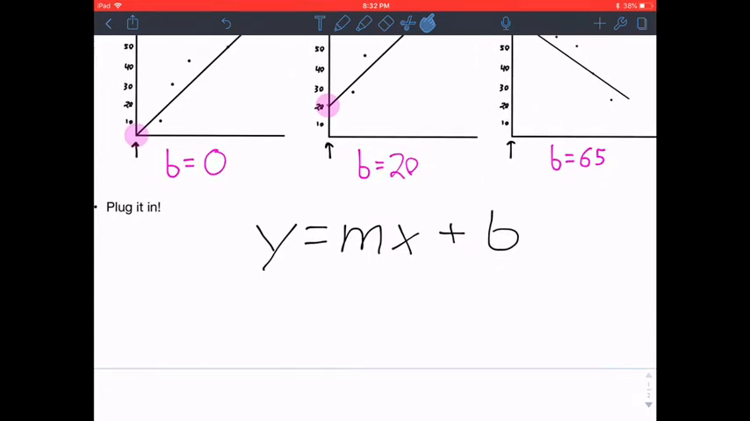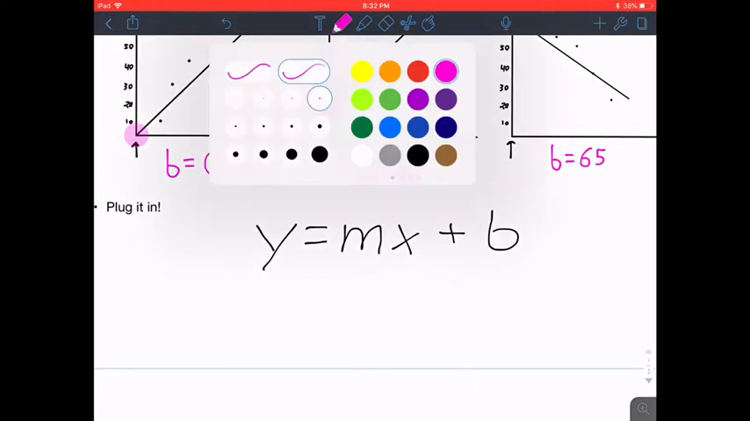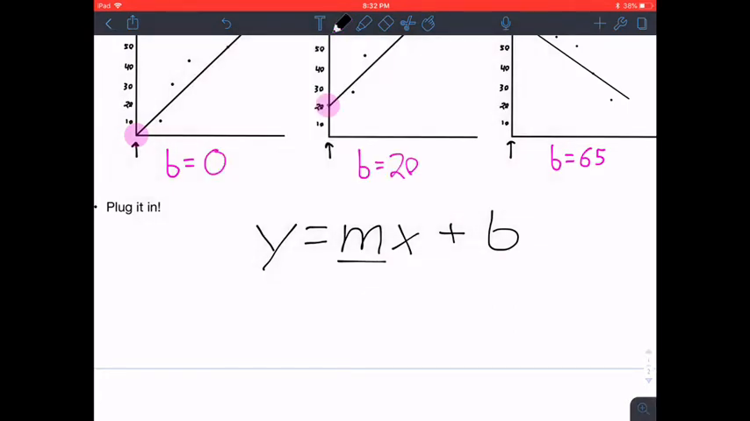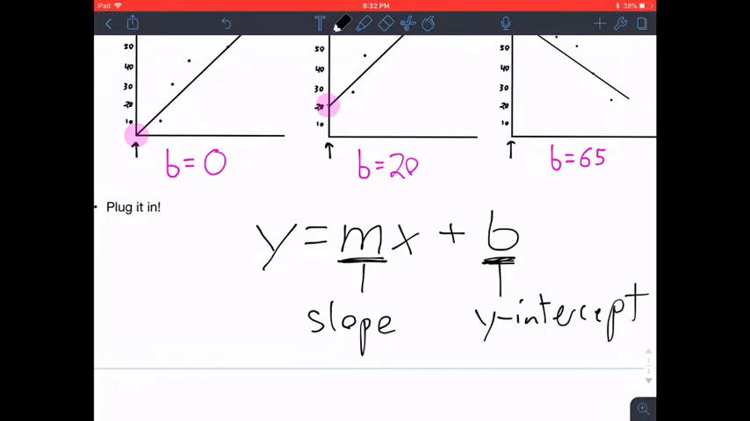So once we know our slope and we know our y-intercept, we simply need to plug it in. So m in this equation is the slope. Whatever your slope is, you would just plug that value in right there. Your b in the equation is the y-intercept. So whatever your y-intercept is, you would plug it right there. We leave y and we leave x the way they are, and then we plug those in if we need to make predictions.